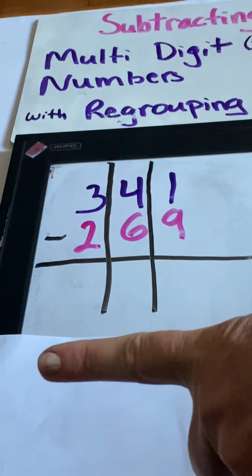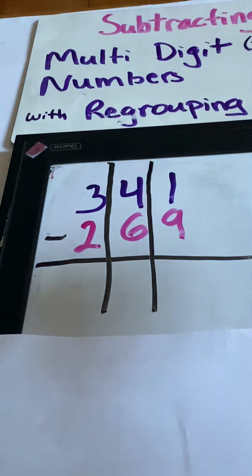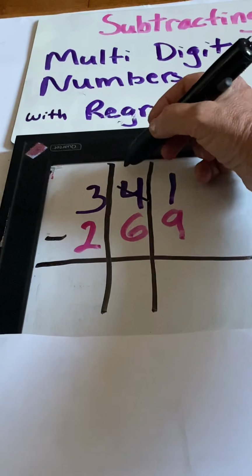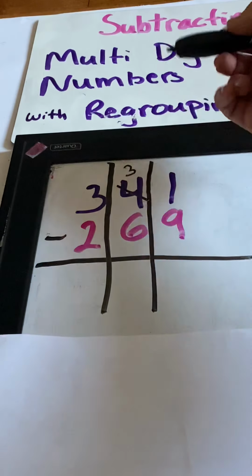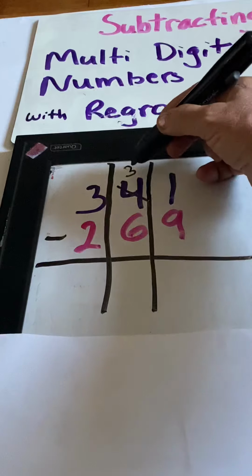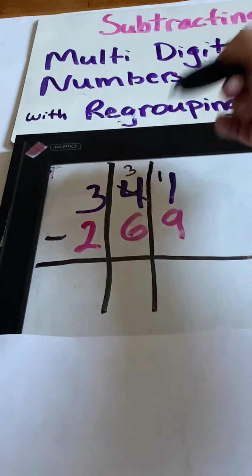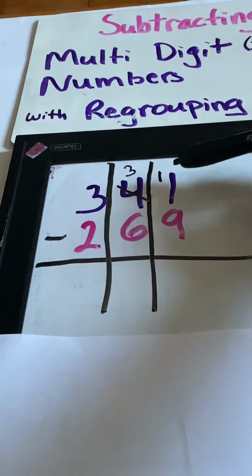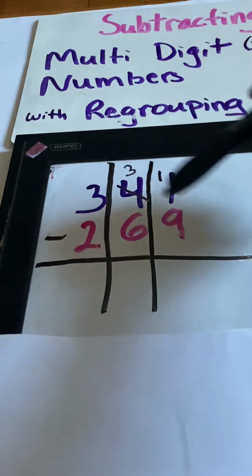Well, I've only got 1. So we're going to have to change that. So we're going to have to borrow. Let's take from the neighbor. And let's take 1 away from him. So we've got to subtract and say 1 minus 4 is 3. And then we're going to put that 1 right there. And that makes 11. So we have 11 minus 9.